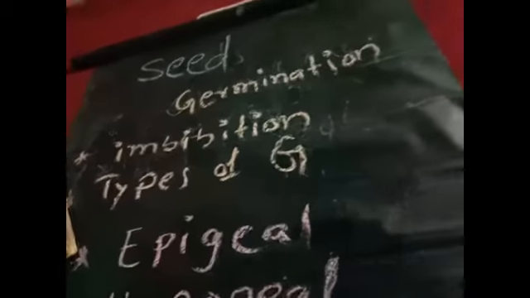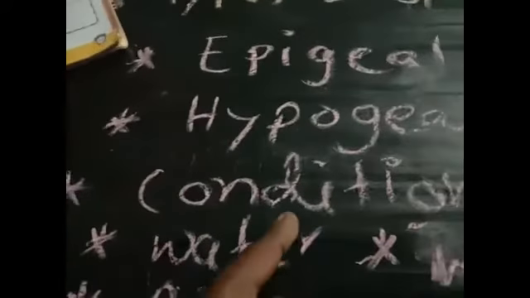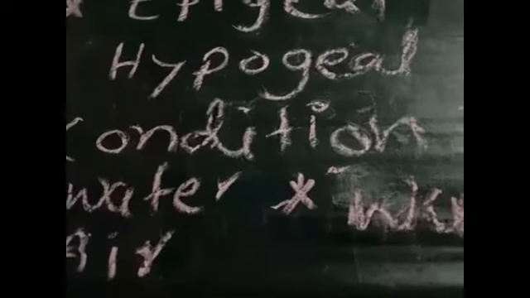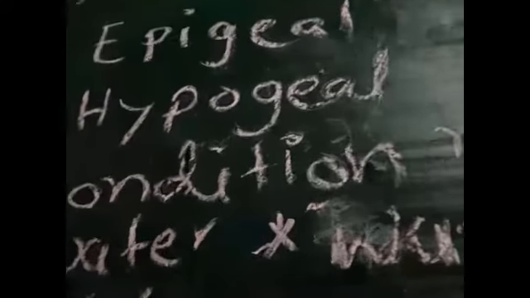Okay, the next topic. What is the need for germination? Conditions required. What are the things needed for germination? First of all, the seed needs water, air and warmth. These three are very, very important for germination. How can water help germination? It is moisture, and it makes the seed coat soft.